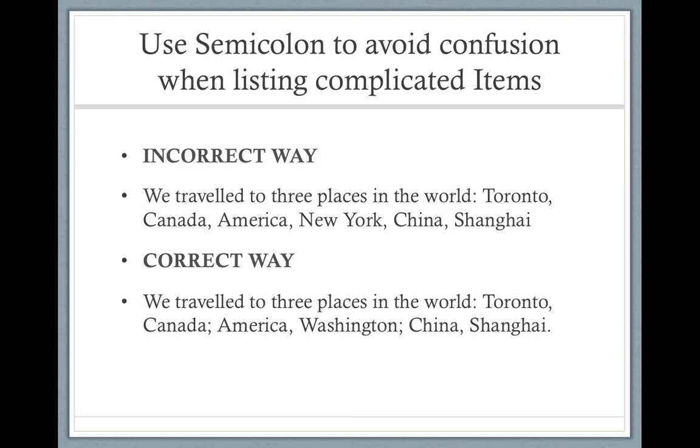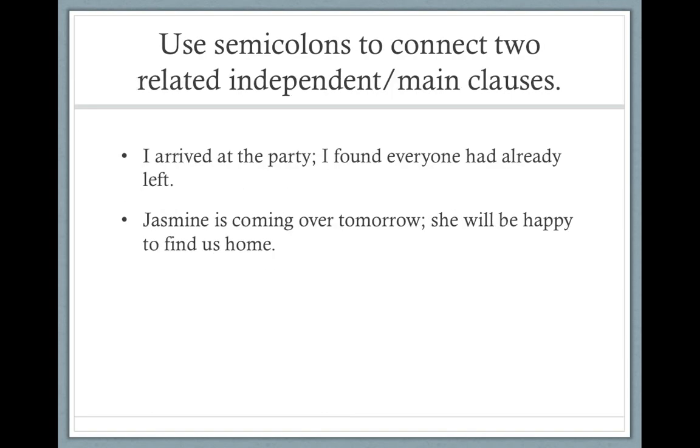All right. So the next way to use a semicolon is to connect two independent or main clauses, so two closely related sentences. The first one here is: I arrived at the party; I found everyone had already left. Now these are slightly connected because you went to the party and you found that everyone had already left. Since they're very closely related, and they're two independent clauses, you can separate both of them with a semicolon.